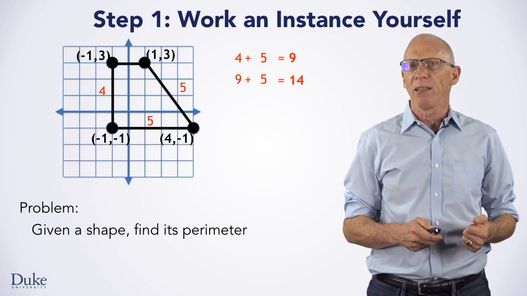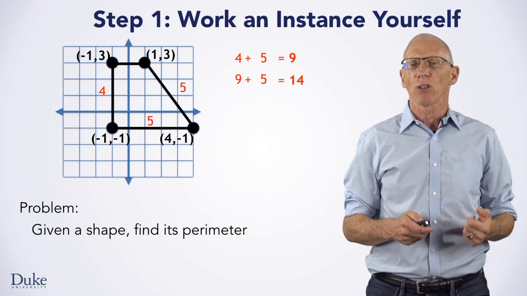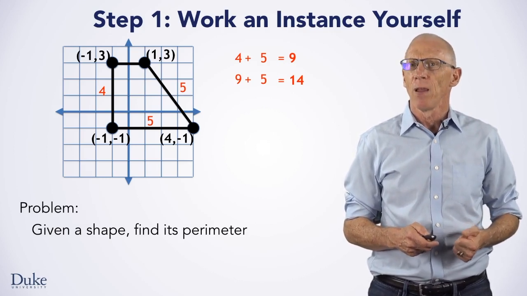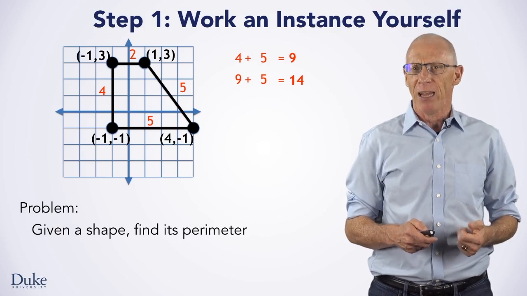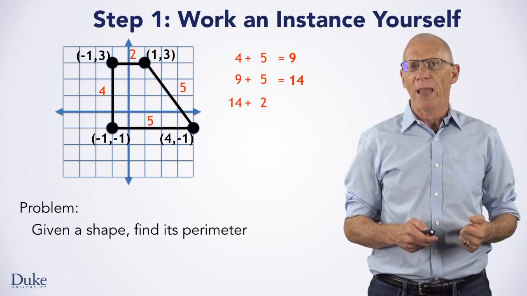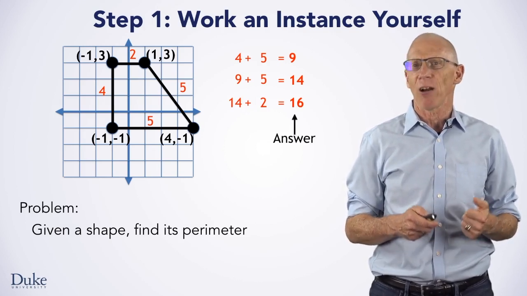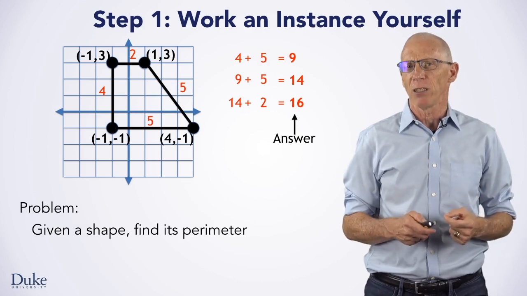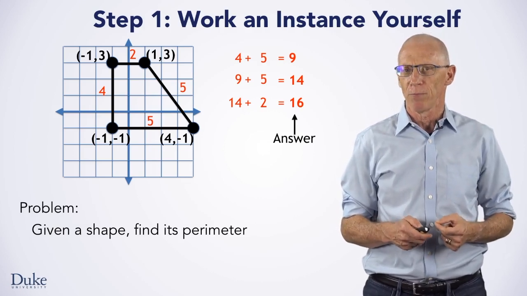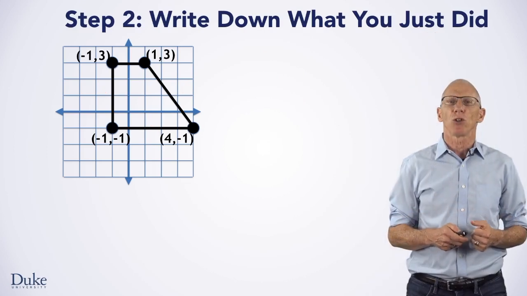We can then add 9 plus 5 so that our running total is 14. Now we see that the last edge has length 2. We add 2 to 14 to get 16. So 16 is our answer for this particular instance of the perimeter problem. Now you're ready for step 2.